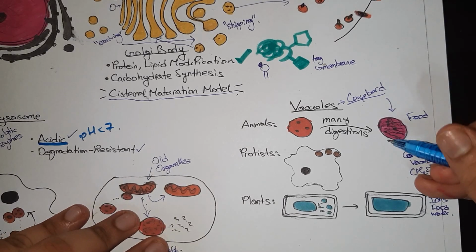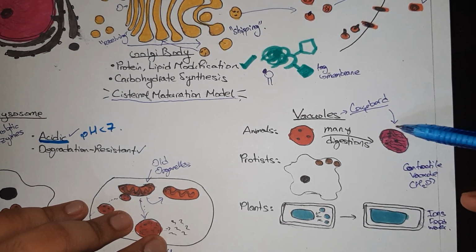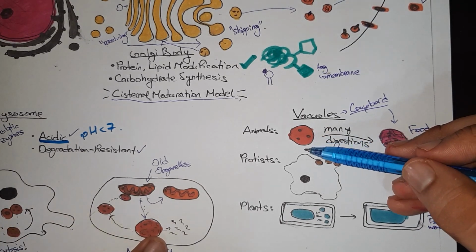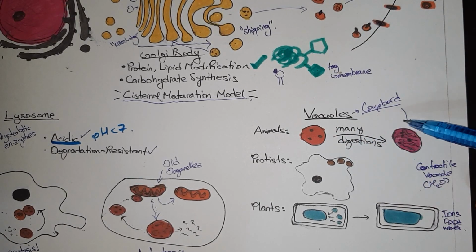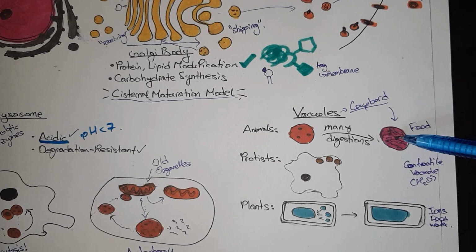So now let's go through each of these. In animals, the vacuoles are very small, so they arise from lysosomes. When the lysosome has digested many food products, it will accumulate the food inside this vesicle. And therefore it will become a food vacuole because it is storing the food.